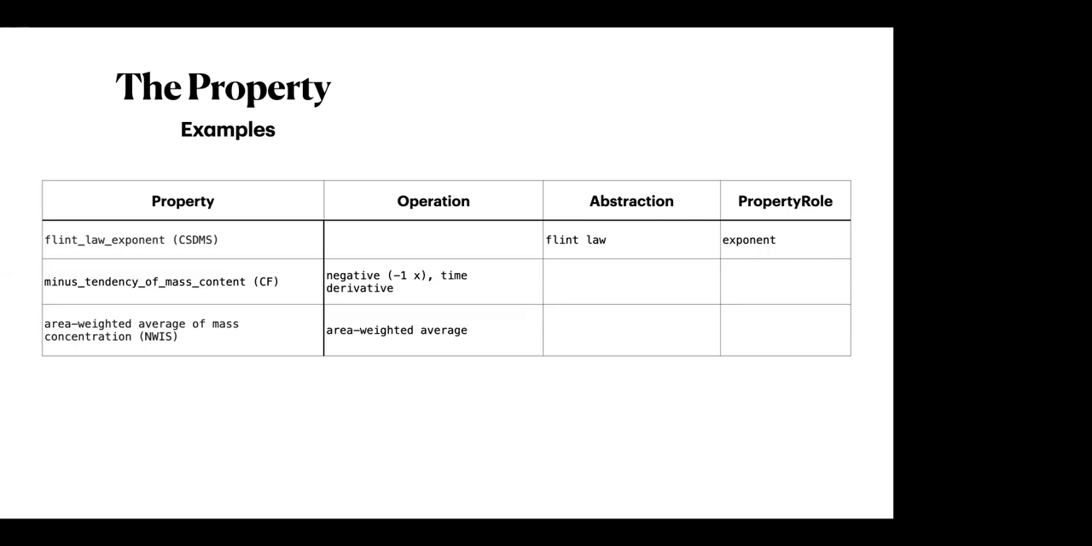Here, I'm showing some examples of properties and how properties can be decomposed. And the second two here, you can see that there are mathematical operations that act on the core properties. The first one is an interesting example of a property that is associated with a mathematical model of a phenomenon, the Flint law, and that also has a property role in that phenomenon, which is that it is the exponent.